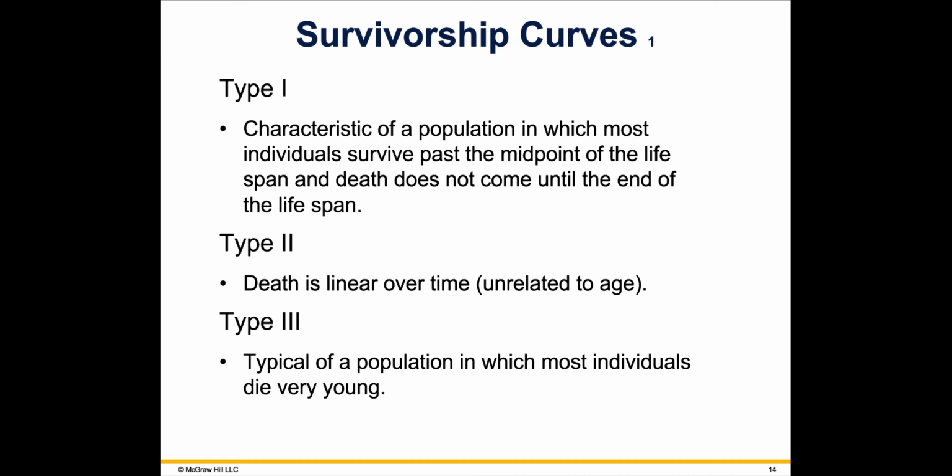A baby is born. For the most part, babies become toddlers, become children, live to their 40s, 50s, 60s, and then at some point we start to see them pass on.